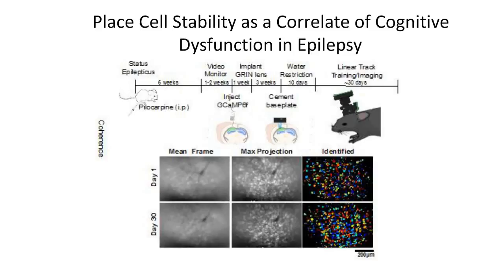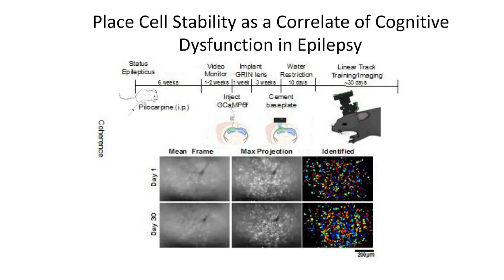We have tested these microscopes in our lab in a model of epilepsy. In this particular experiment, we were interested in a model of temporal lobe epilepsy because epilepsy is associated with cognitive dysfunction. People that have epilepsy have a great deal of memory difficulties. It's important to understand the mechanisms that are underlying this.